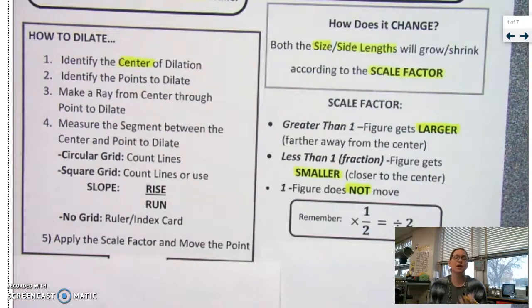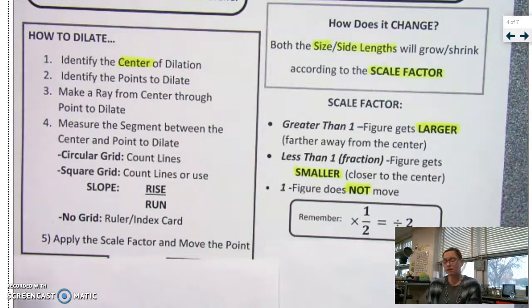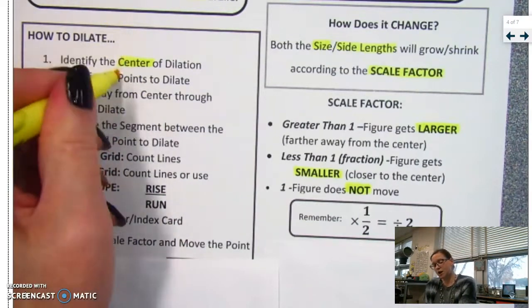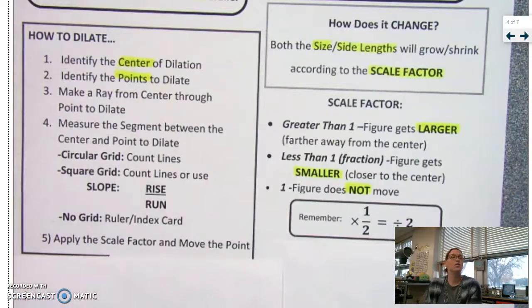Where is that center? That's our start. From there, we need to know what point we're dilating, or points. Depending on if it's a shape, you're going to have more than one point. So whatever points you're dilating, you're going to start with the center, and you're going to make sure that you are going through and dilating each and every point, starting with the center.